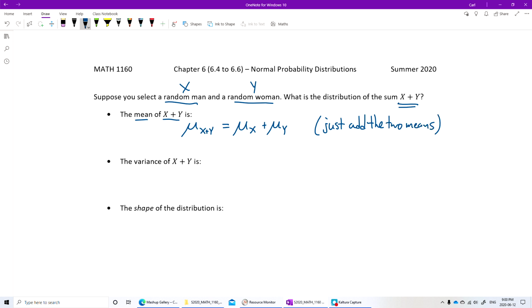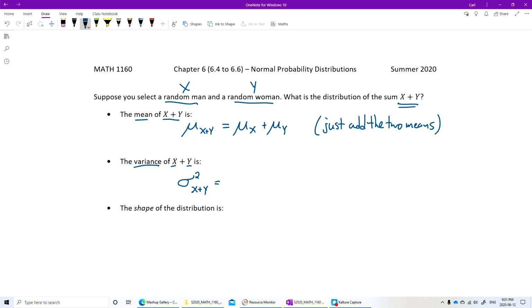And that should make some intuitive sense to you, right? The average weight of a couple is going to be the weight of an average man plus the weight of an average woman. I doubt that you really feel need for more explanation of that, right? Now, it's going to be trickier as soon as we say the variance. So what about the variance of x plus y? Let's think about that. What would be the sigma squared for x plus y?